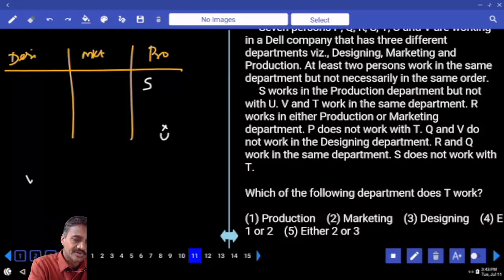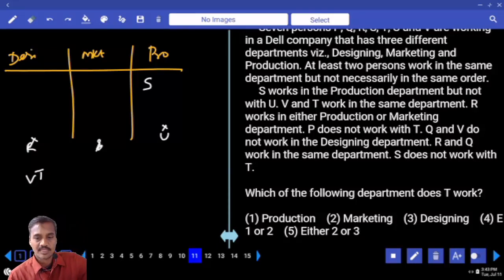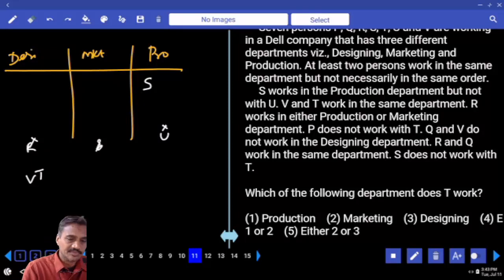V and T are working in the same company and same department. R works in either production or marketing. R is either in production or in marketing. That means R cannot be in designing, isn't it? Then next one, P does not work with T. Now P and T are not working in the same department, and Q and V do not work in the designing department. Now Q cannot be here, V cannot be here.